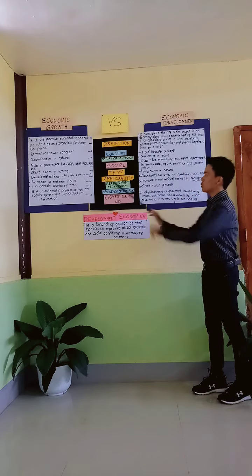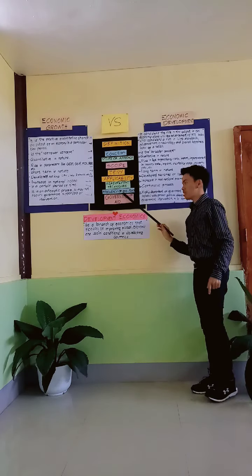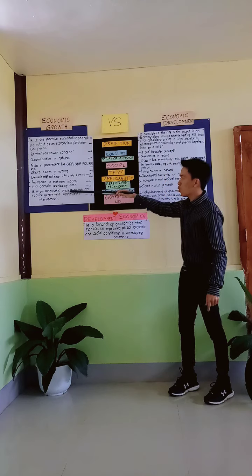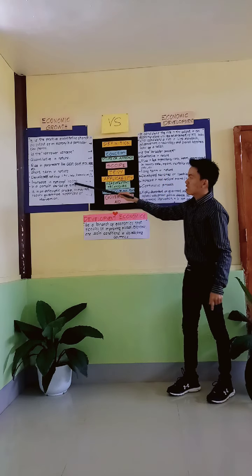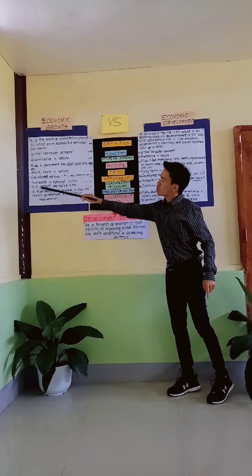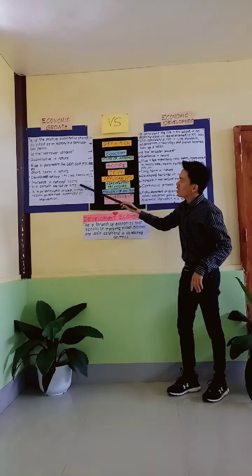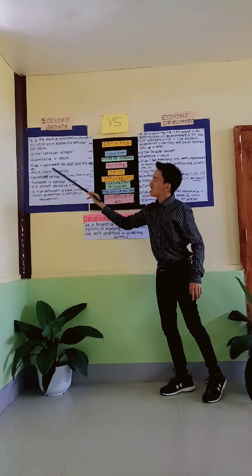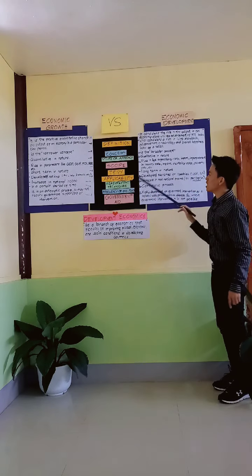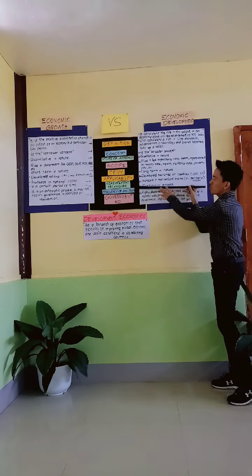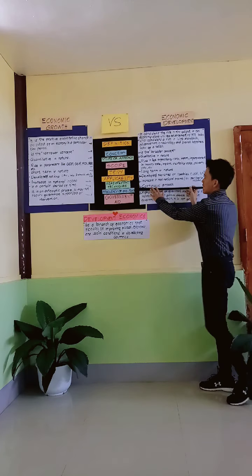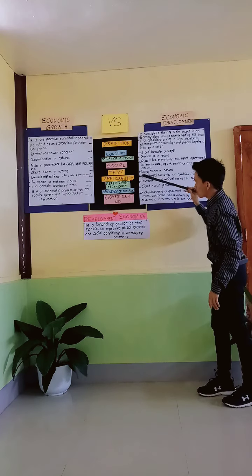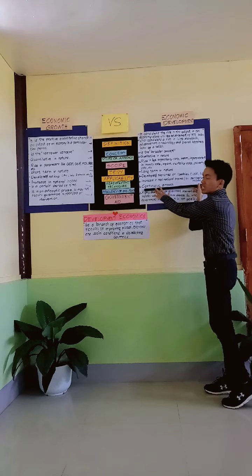And now let's proceed to their difference in terms of frequency of occurrence. Economic growth usually occurs in a certain period of time. This supports the idea that since it only occurs in a certain period of time, it is only short-term in nature. However, economic development occurs in a continuous process. It occurs continually, and this supports the idea that it is long-term in nature since it happens continually.